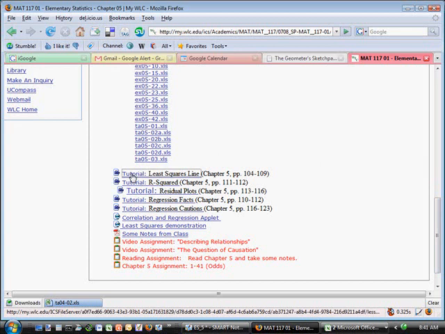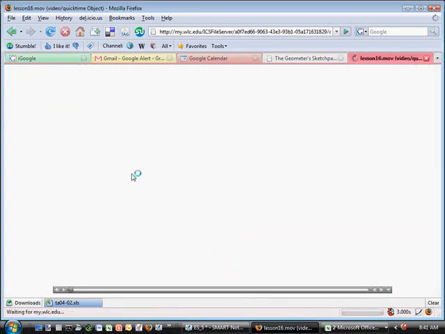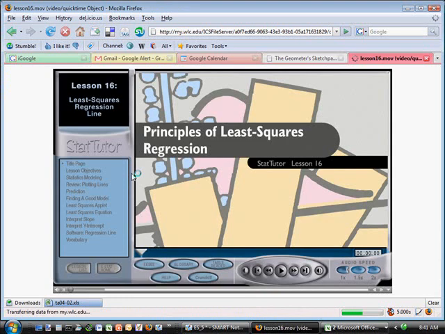Least squares regression line tutorial. Principles of least squares regression. Before we begin our discussion, let's review. In data analysis, we first plot our data and interpret the plot. Then we compute numerical summaries, and finally, we model the data where possible.